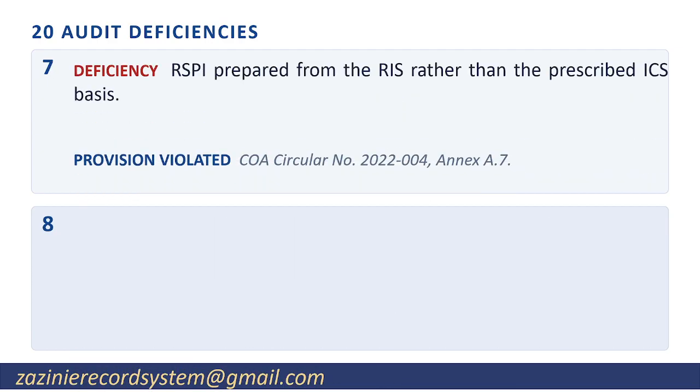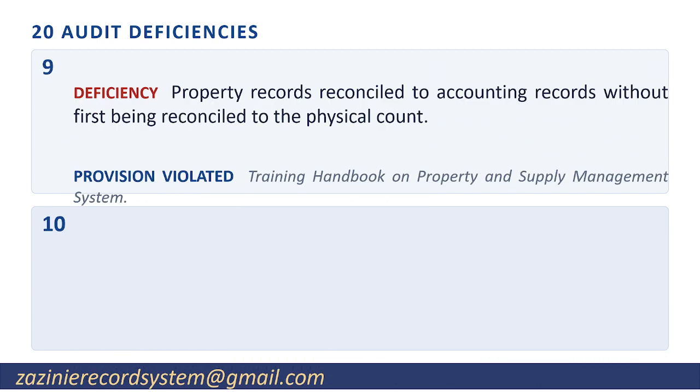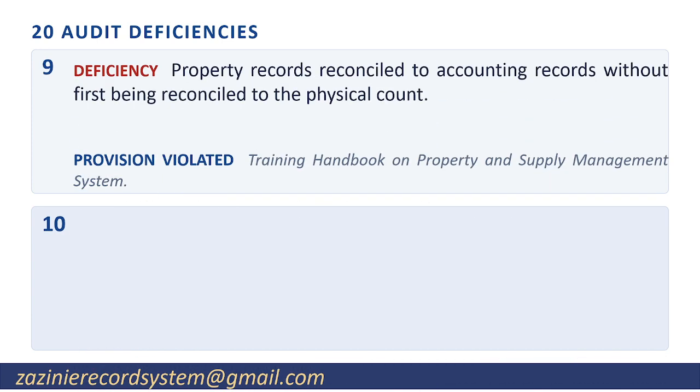Number 7. Deficiency: RSPI prepared from the RIS rather than the prescribed ICS basis. Number 8. Deficiency: no evidence of periodic reconciliation between property and accounting records. Next slide. 20 audit deficiencies. Number 9.